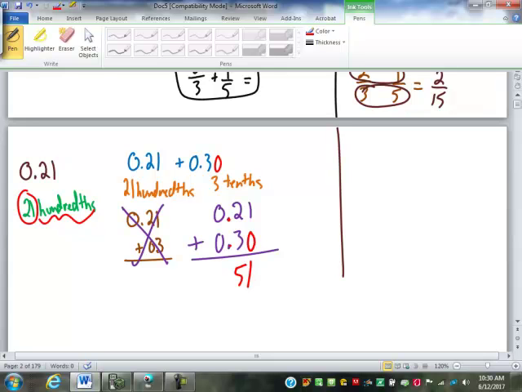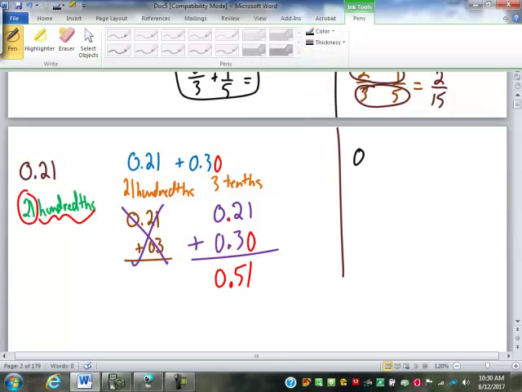Where does the decimal point go? Straight down. Perfect. When we bring that decimal point straight down, what we're doing is keeping the same name. 21 hundredths plus 30 hundredths better be 51 hundredths. When we add or subtract, we keep the same name.